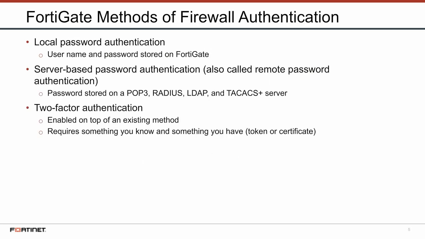FortiGate supports multiple methods of firewall authentication: local password authentication, server-based password authentication, also called remote password authentication, and two-factor authentication. This is a system of authentication that is enabled on top of an existing method. It cannot be enabled without first configuring one of the other methods. It requires something you know, such as a password, and something you have, such as a token or certificate. During this lesson, you will learn about each method of firewall authentication in detail.